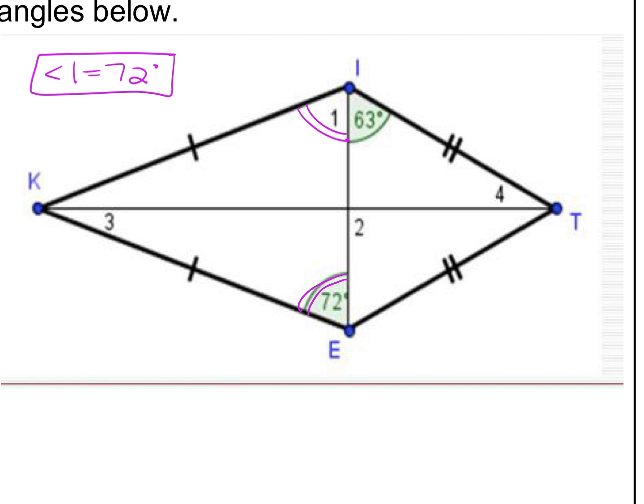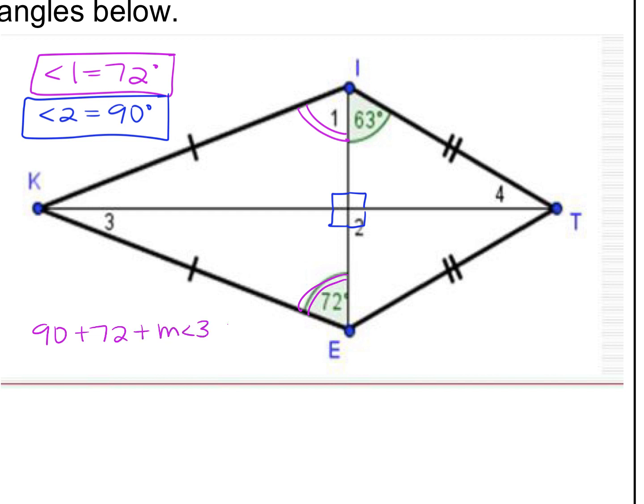Can anyone tell me angle 2? 90. Good. Angle 2 should be 90 degrees because the diagonals of a kite are perpendicular. So those are all 90. How do you find angle 3? You add up 90 plus 72. So 90 and 72 and the measure of angle 3 makes a triangle, which would equal 180. So take away 162. So the measure of angle 3 is 18 degrees.